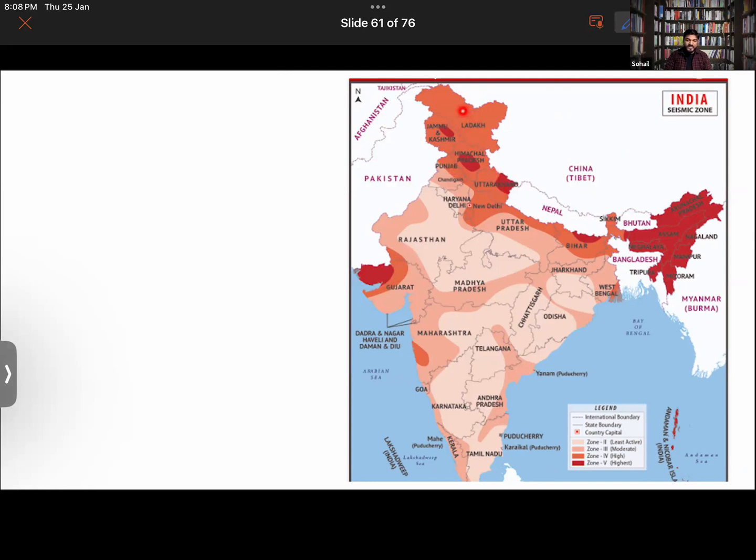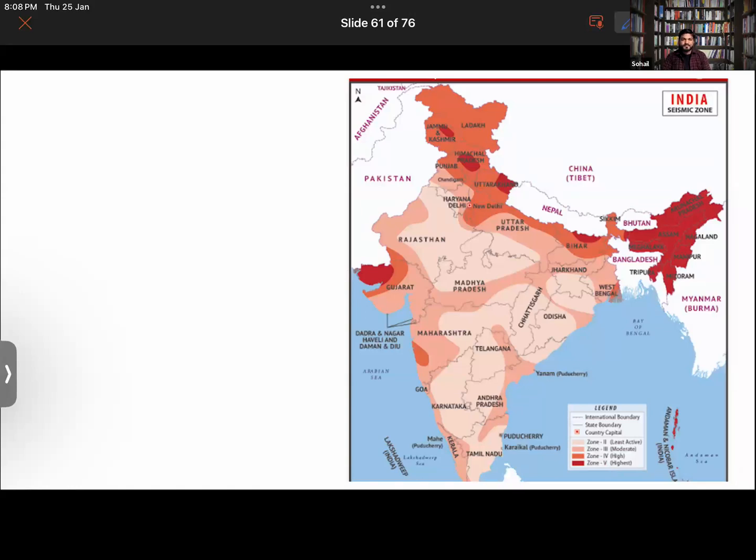And then look at the second zone, zone 4, which is after zone 5, meaning that its magnitude is a little bit lesser than zone 5. The magnitude of the earthquake in this zone will be a little bit weaker than zone 5. So all these northern states will also be coming in it. Getting it now? Hope that is clear.